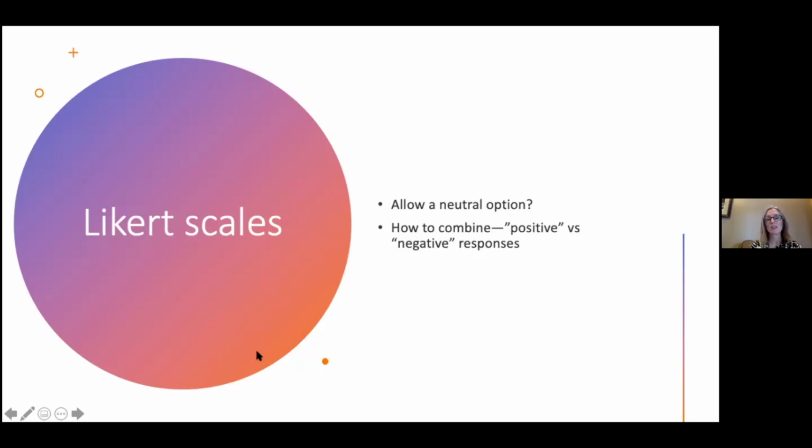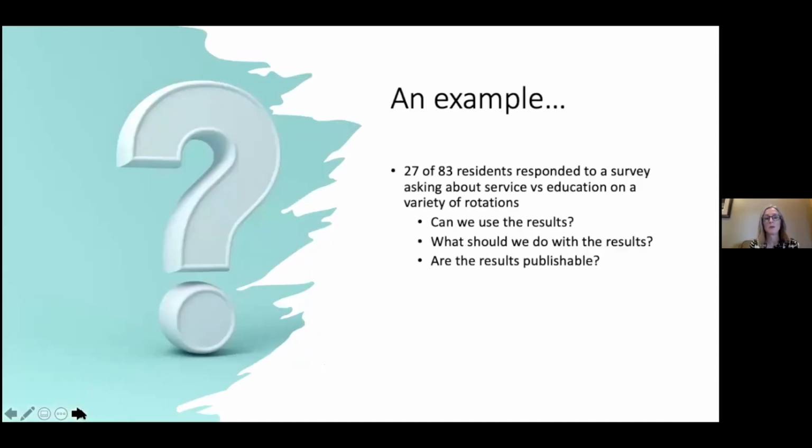And then most times, just to get statistical power or statistical significance, people will combine strongly agree and agree, and strongly disagree and disagree. If you don't have to, don't do it. It gives you more information to know the strength, but most of the time people will do that, and that's okay.